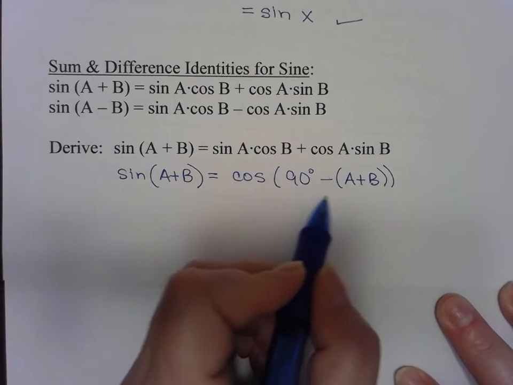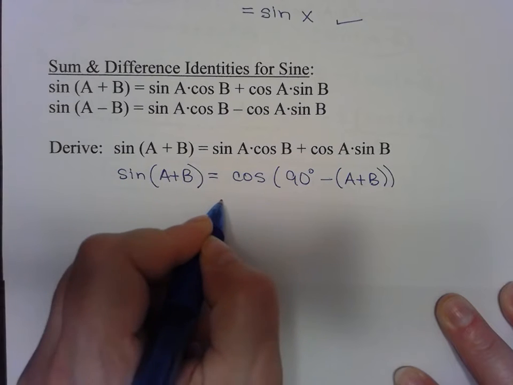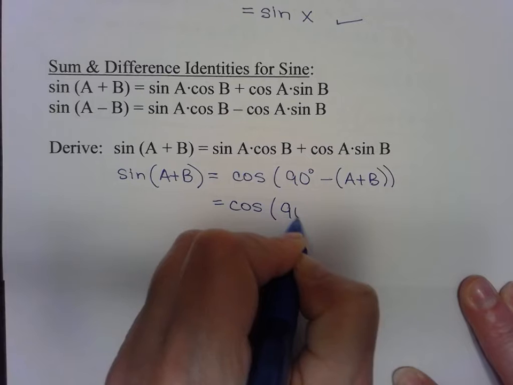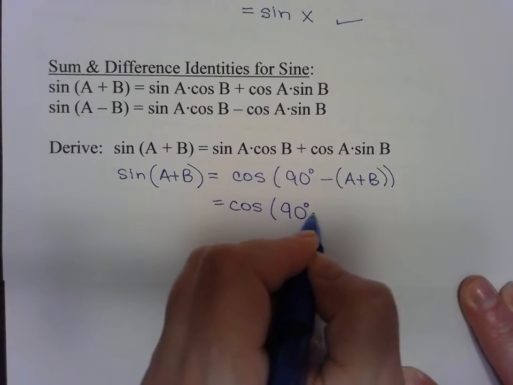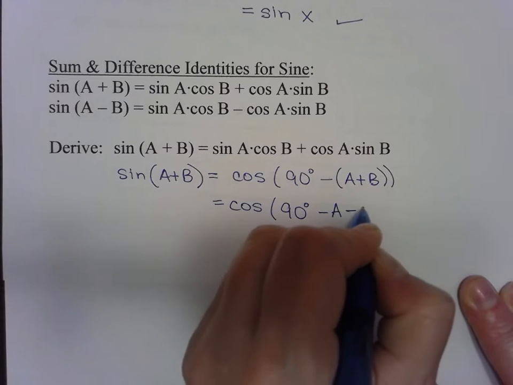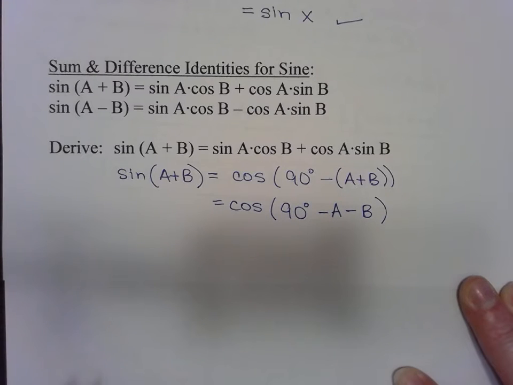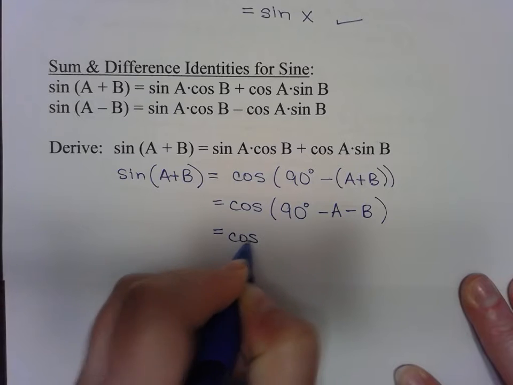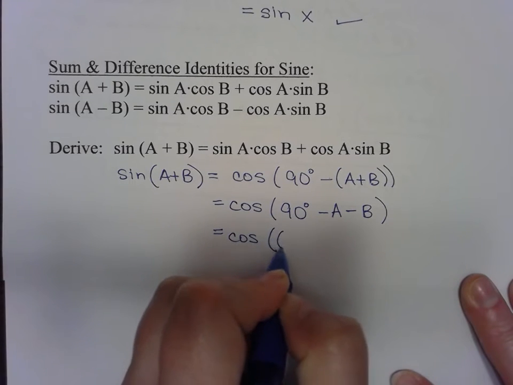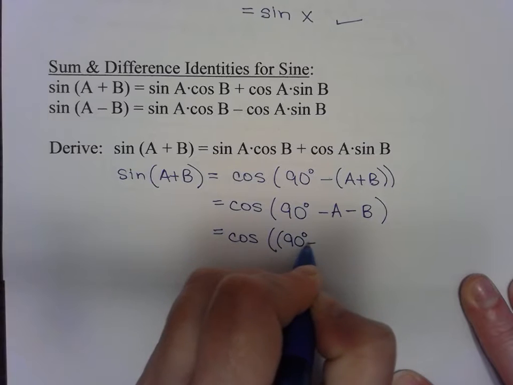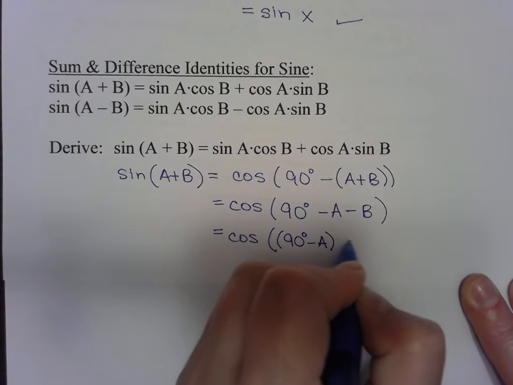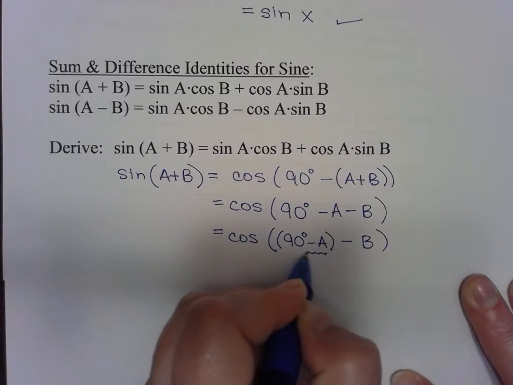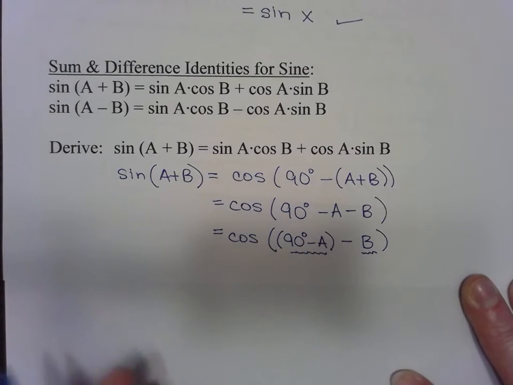Now we can rearrange what we have inside the parentheses here. So this is the same thing as the cosine of 90 degrees, distributing the negative, minus A minus B. Now let's think of this a little bit differently. Let's think of this as the cosine of 90 degrees minus A, minus B. So we're thinking of 90 minus A as one angle and B as the second angle.